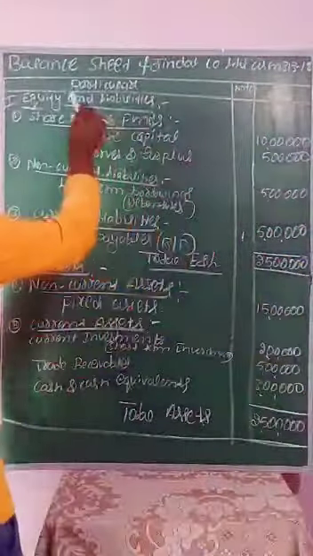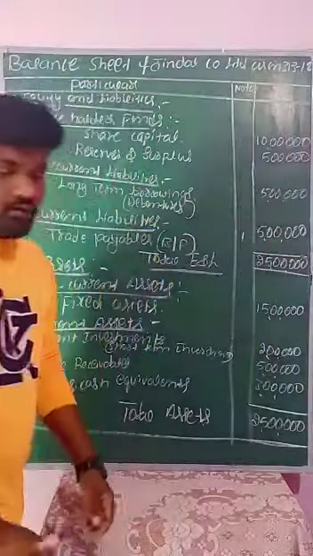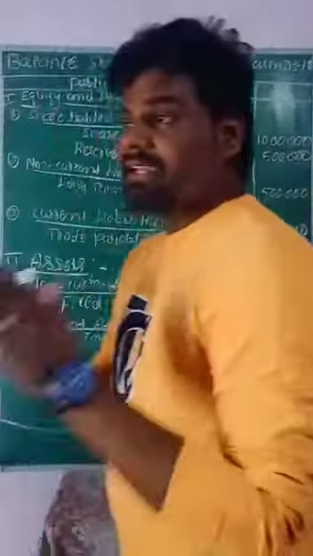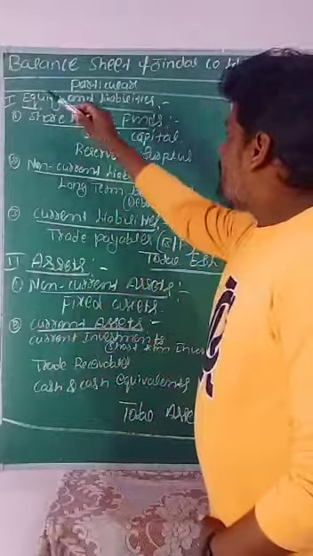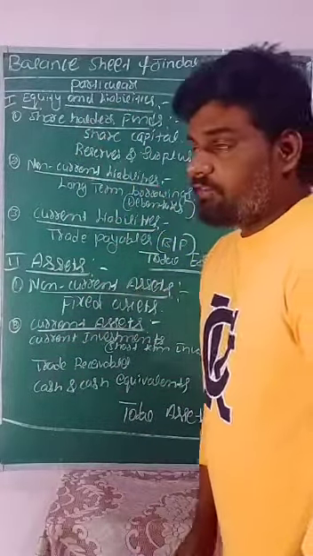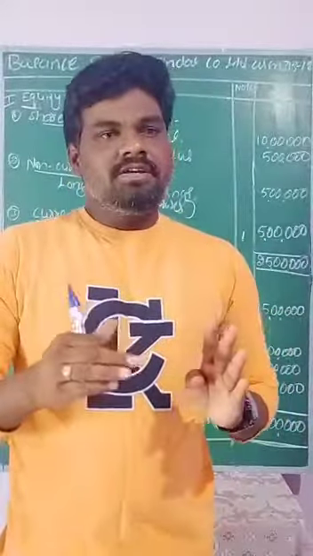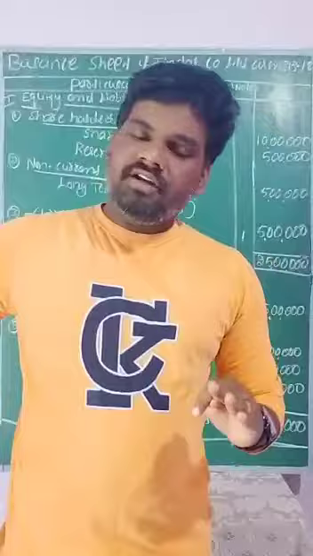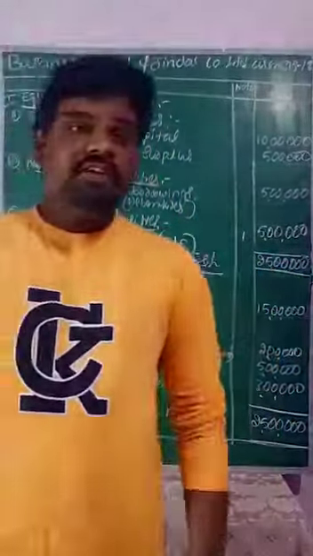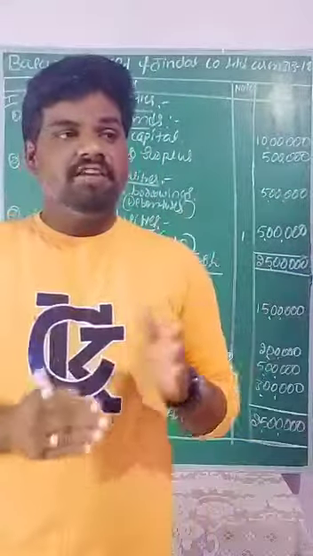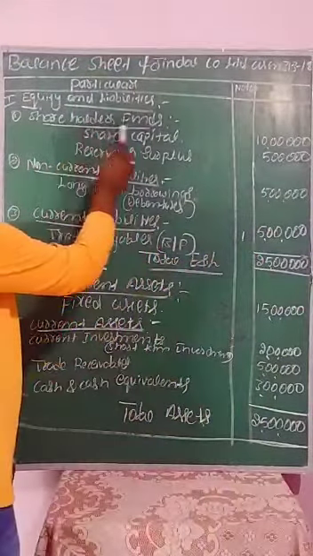In the format, the first column is particulars, the second column is for notes, and the third column is for amount. For the preparation of the balance sheet, we need three necessary columns on the basis of the vertical format. Under the particulars column, the first one we need to take is equity and liabilities. A balance sheet means two sides, right? On one side we write equity and liabilities, on the other side we write assets. Under equity and liabilities, the first headline we need to write is shareholder funds.